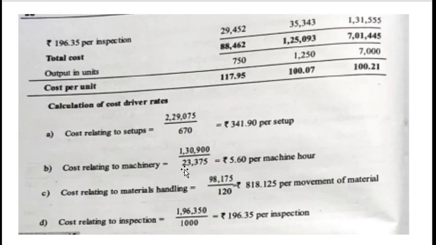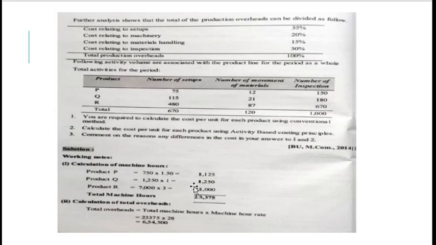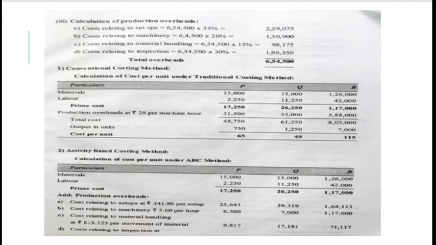The next activity, for which we have calculated the cost driver, relates to machinery. For this we have taken the number of machine hours. We'll be multiplying the cost per machine hour into the number of machine hours. The cost relating to machinery is rupees 5.60 per machine hour. For P, how many machine hours are there? For P it is 1,125 machine hours. So 1,125 machine hours into rupees 5.60 will give you 6,300.